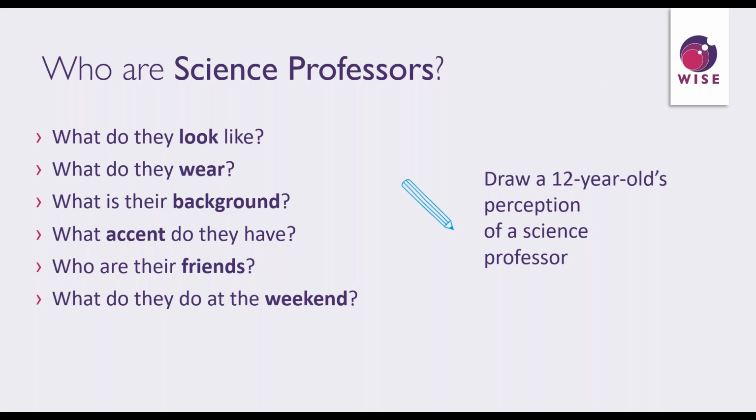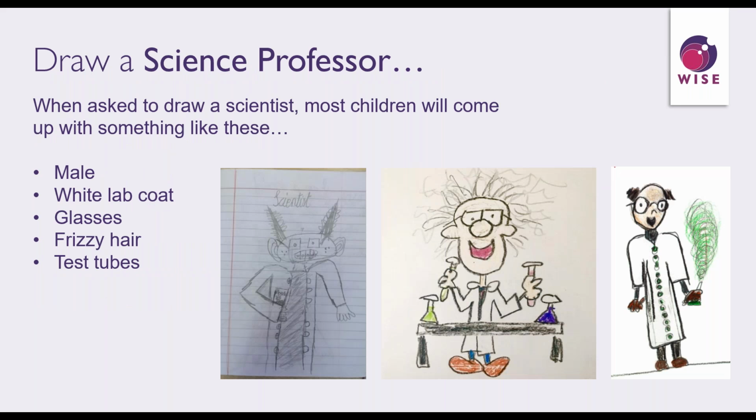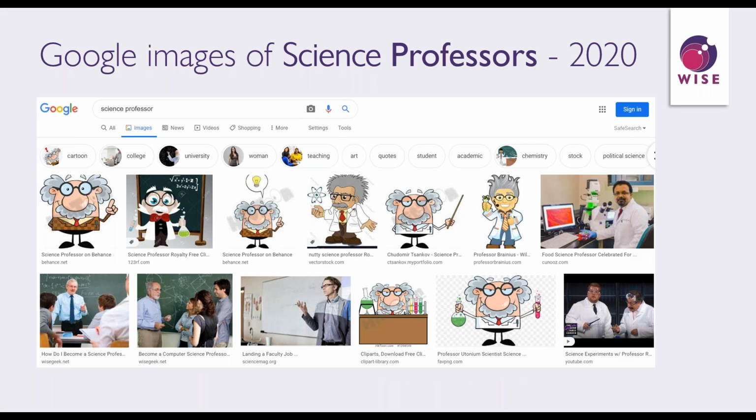Now I'm going to share with you my little drawing of what we tend to get when we ask someone to do that. Does it look something like this? Male, white lab coat, glasses, frizzy hair, usually a test tube in the picture somewhere. However, if you were a 12-year-old of today, what would you do? You'd probably go into Google Images to have a look and see what a science professor looks like.